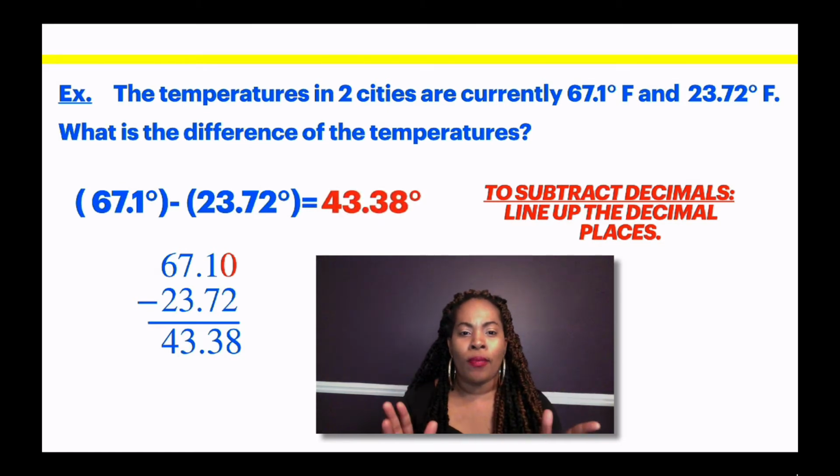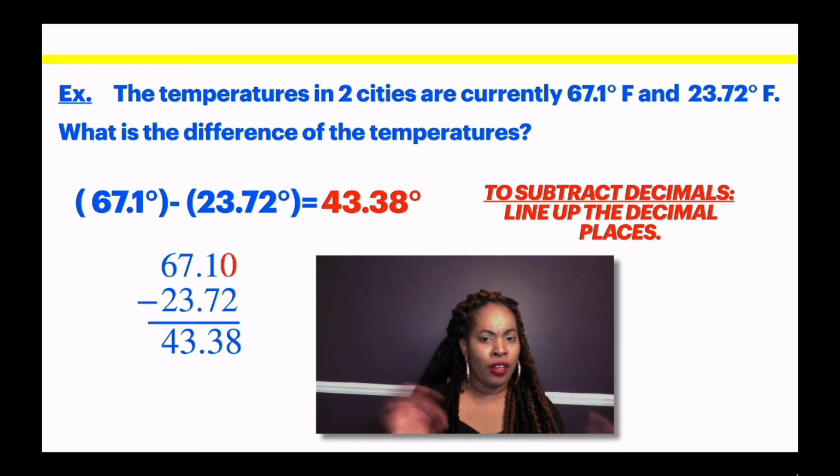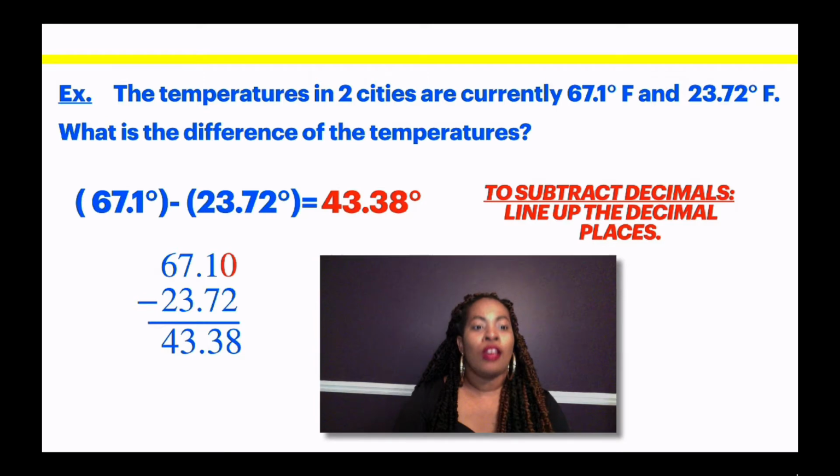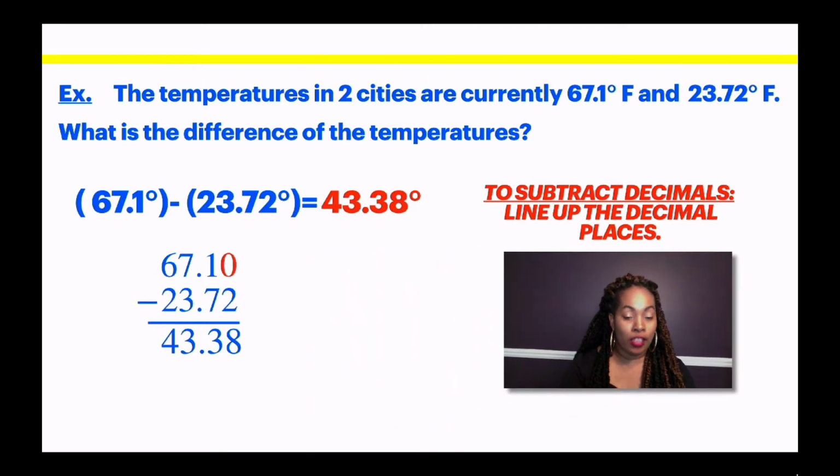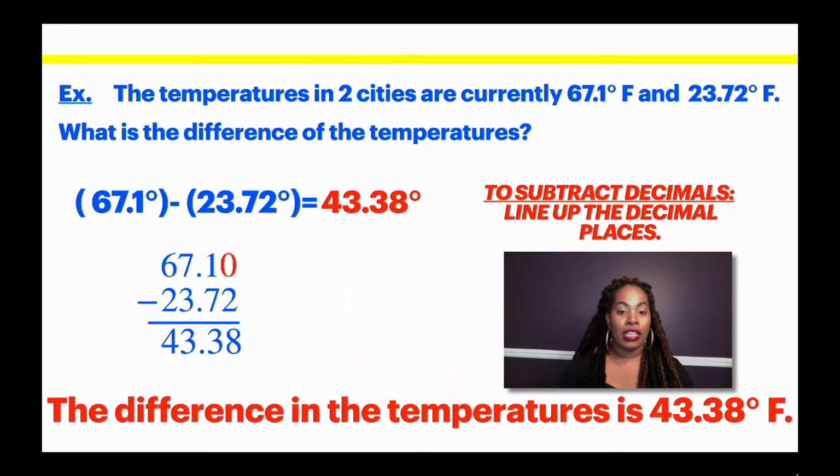Now, we always want to make sure that we answer the question that they're asking us, and also to put the degrees, like in this case. So, what is the difference of the temperatures? The difference in the temperatures is 43 and 38 hundredths degrees Fahrenheit. In a beautiful sentence. Well done.